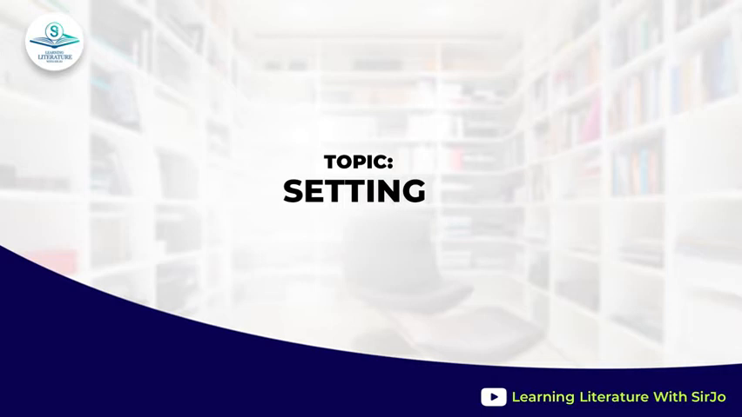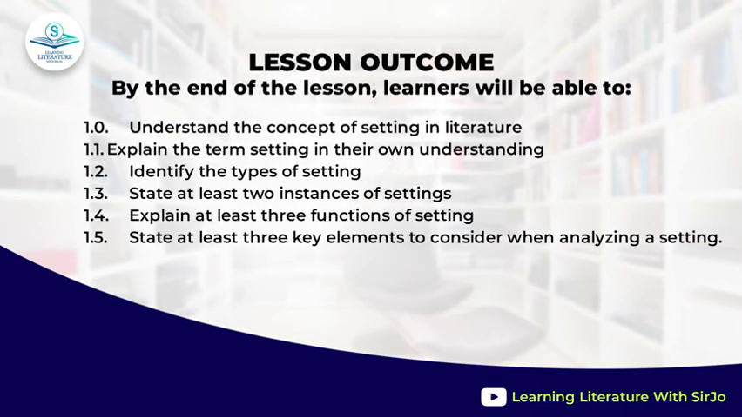Today our lesson will look at the topic setting, and it is my hope that by the end of the lesson, learners will be able to understand the concept of setting in literature, explain the term setting in their own understanding, identify the types of setting, state at least 2 instances of setting, explain at least 3 functions of setting, and lastly, state at least 3 key elements to consider when analyzing a setting.